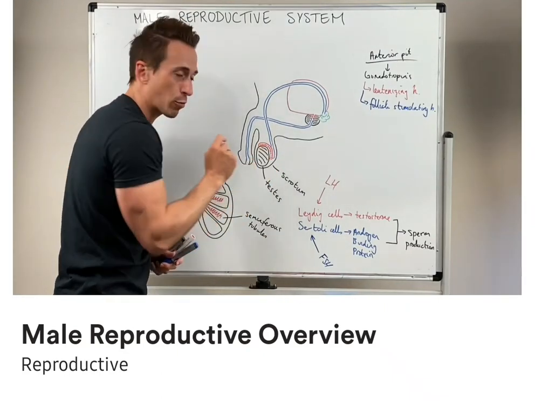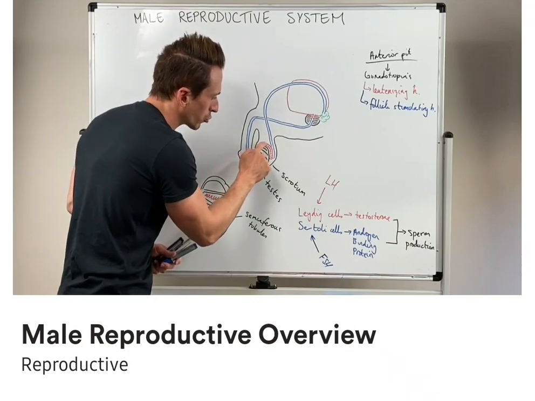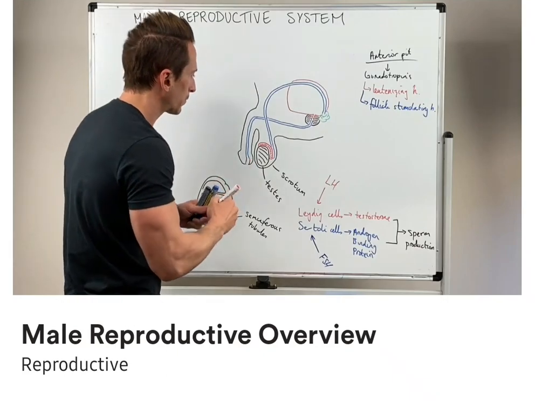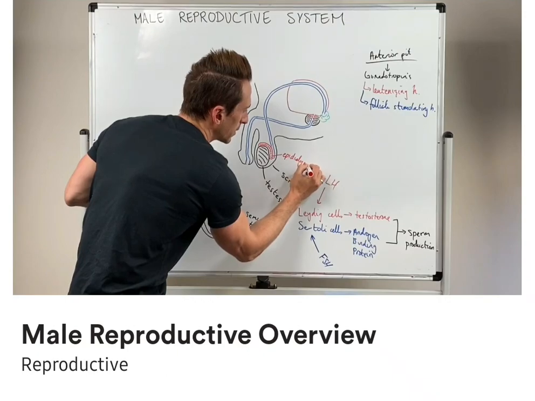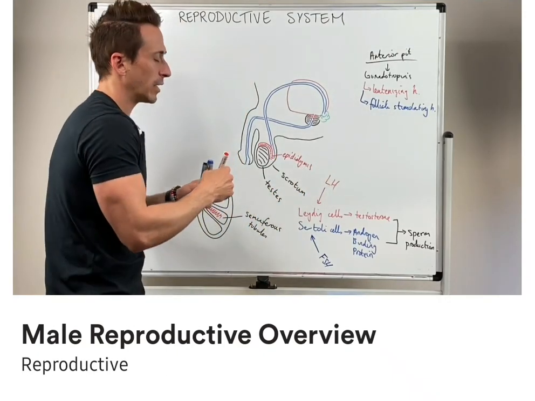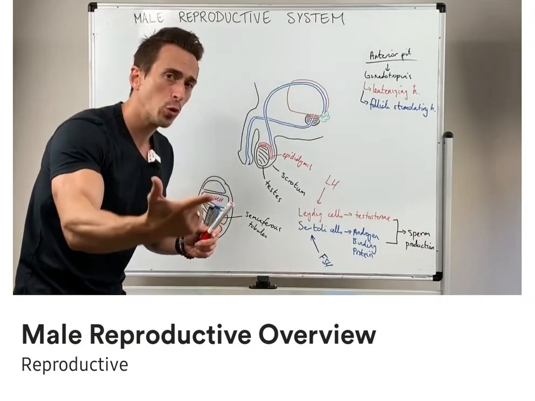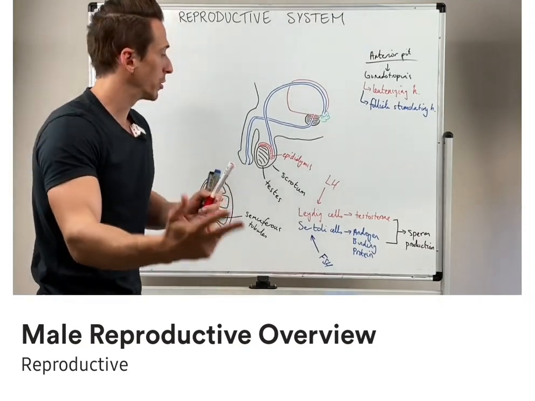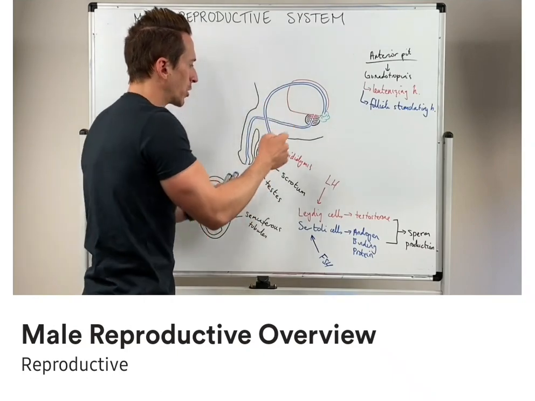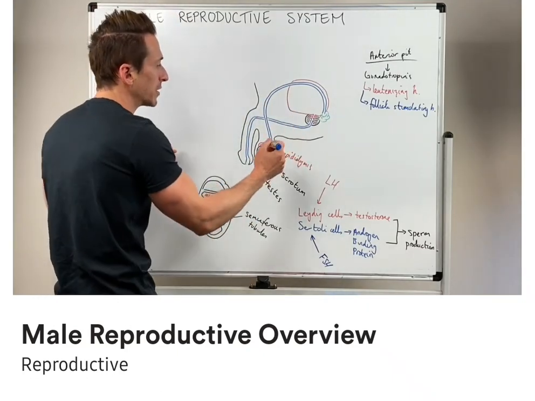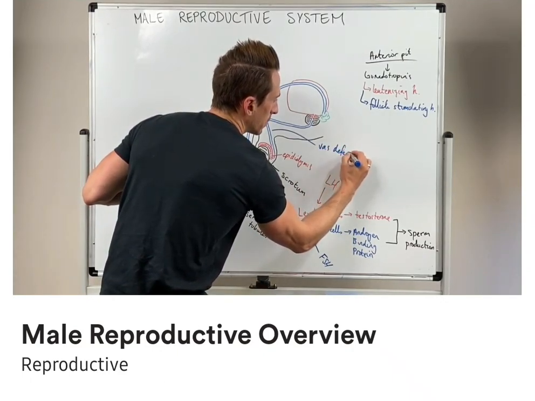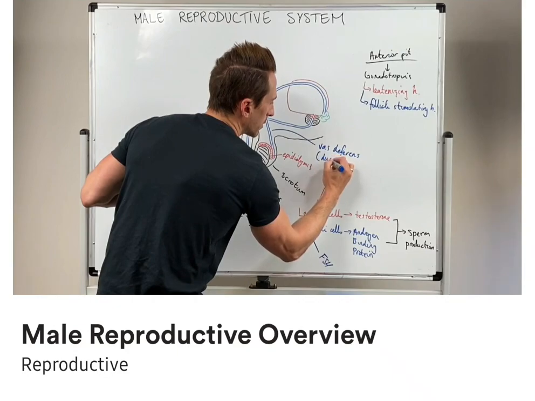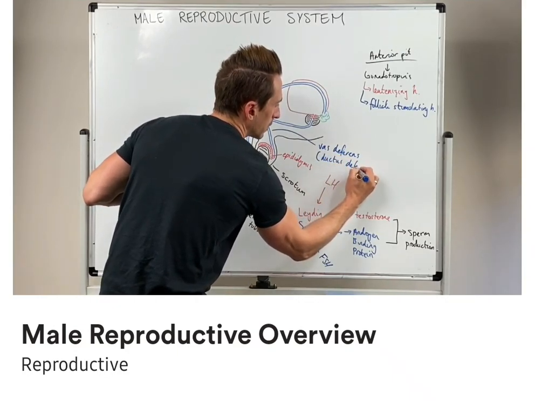Now, the sperm that's produced is transported into this structure here that lines the outside of the testes called the epididymis. And the role of the epididymis is to store sperm, mature sperm, and then transport sperm into this next tube, which is called the vas deferens, also known as the ductus deferens.